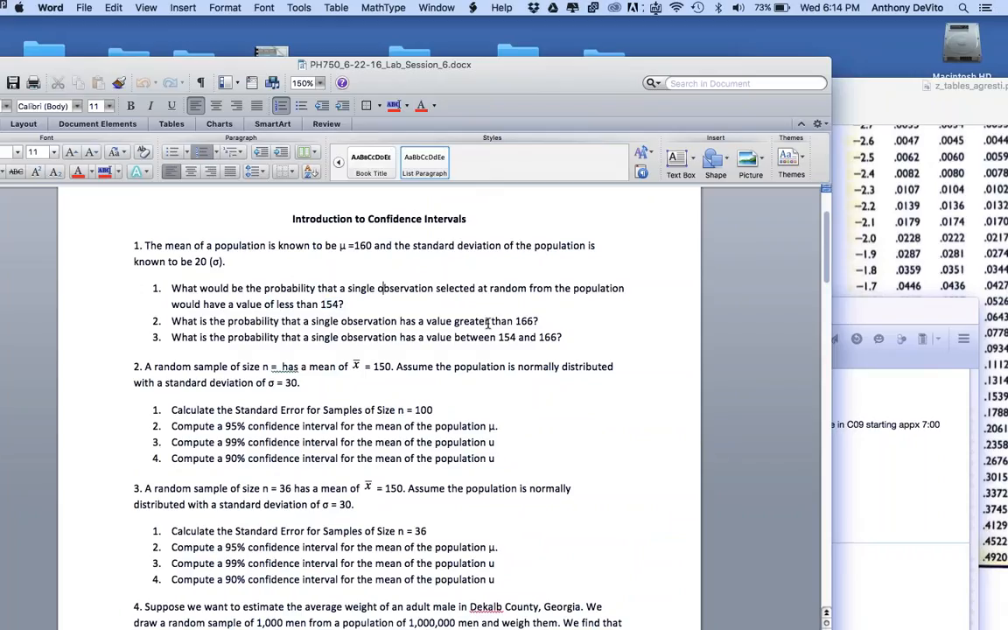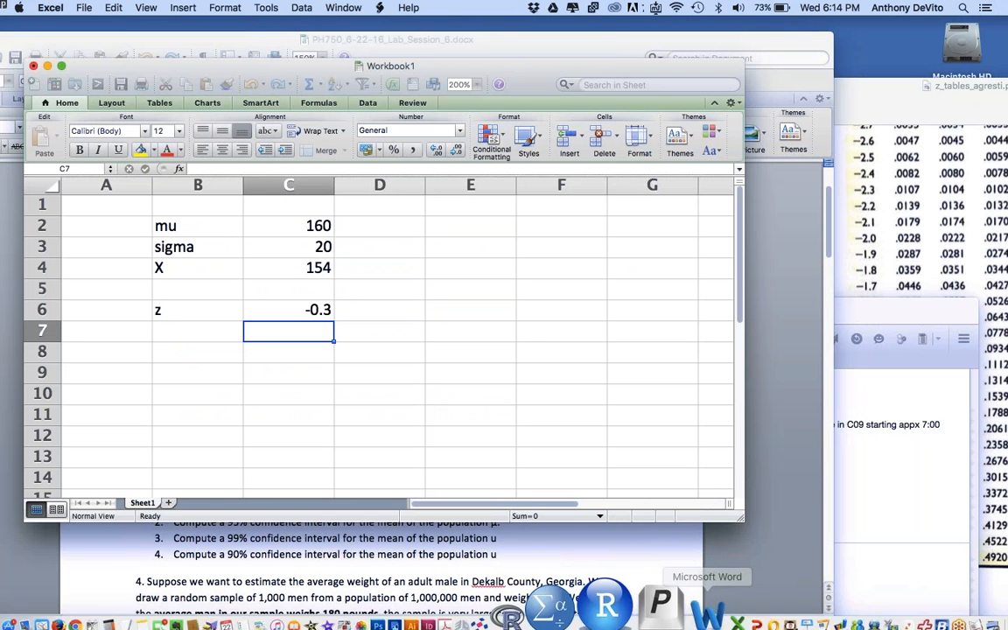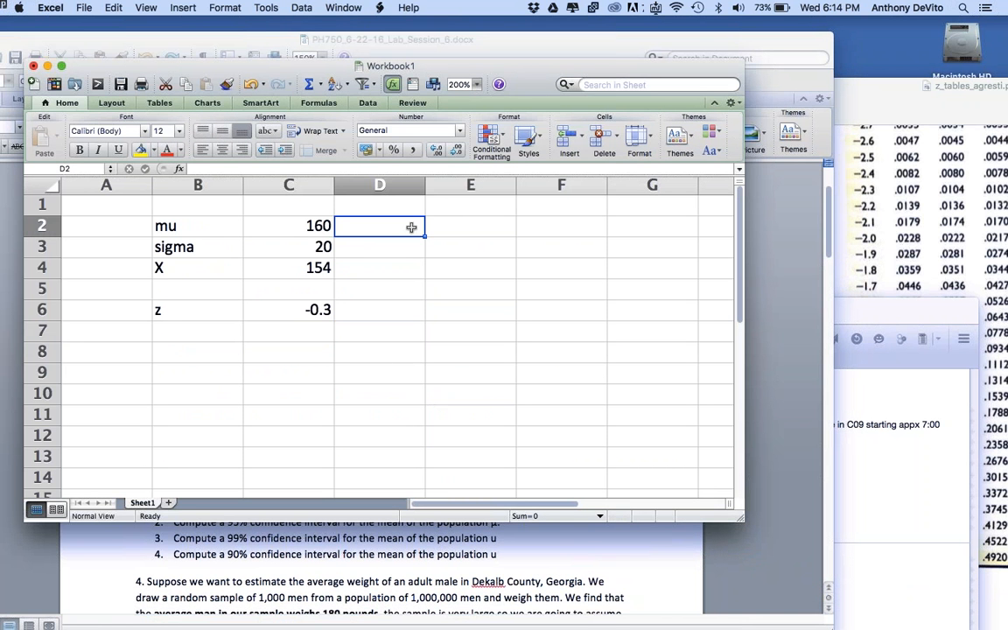What's the probability that a single observation has a value greater than 166? How will we figure that out? We do exactly the same thing, except now the x value is 166. Mu is still 160, sigma is still 20. So z is going to be equal to 166 minus 160, which is a positive number now, divided by 20, and it's going to be equal to plus 0.3.